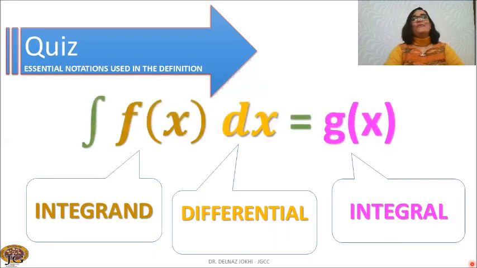All right, very good. If you have really done what I have said, and I'm sure you're a good student, you must have done it. I'm very positive about it. Integrand is your f(x), right? Differential is your dx. I'm sure everyone got this right. And integral is your g(x). Right? And my dear students, you must have written f(x), dx and g(x).